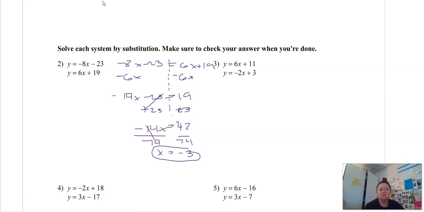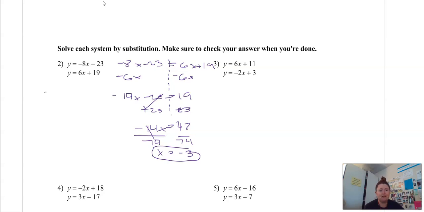Because we just found x. This is a system of equations. That means that we're trying to find where these two lines cross. Well, they're going to cross at a coordinate point, x, y. So it crosses at negative 3 for x. How do we find that y? Well, we have to plug negative 3 in for one of these x's. It shouldn't matter. You should get the same one no matter what.